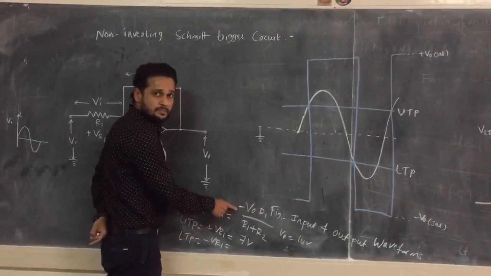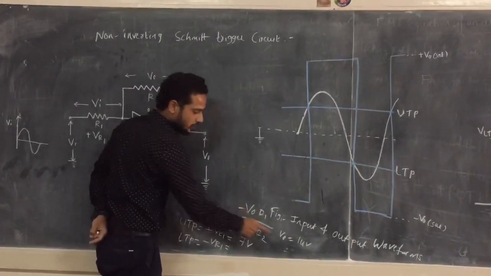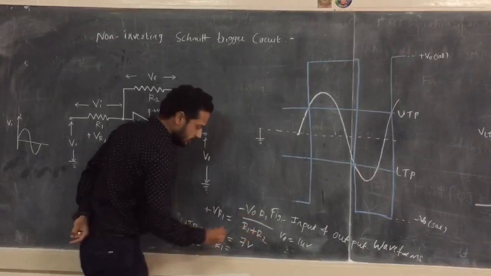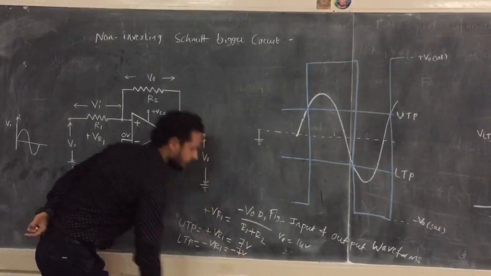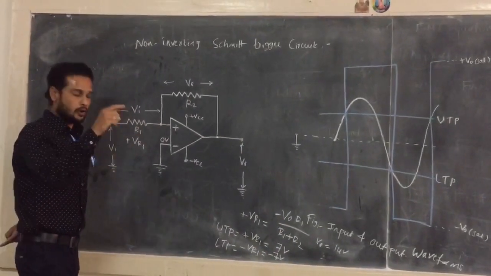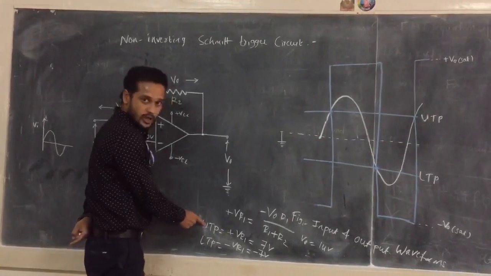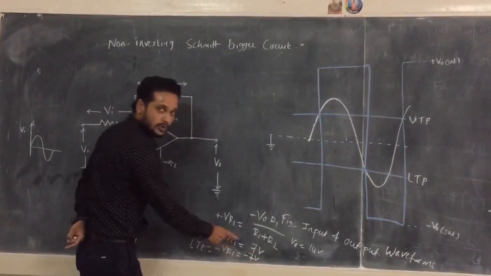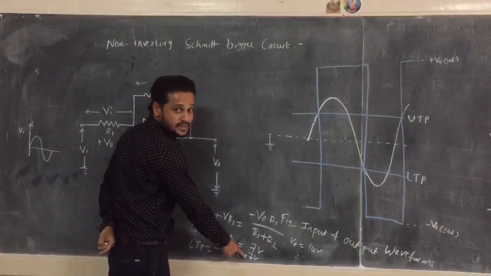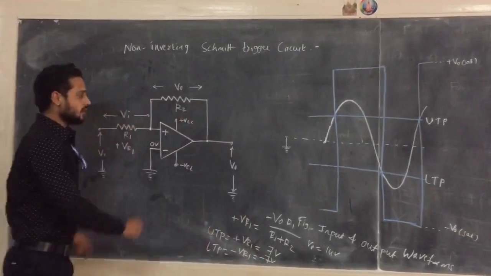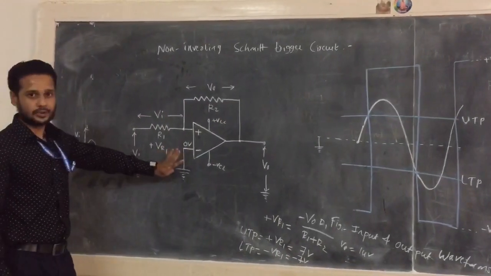Output voltage will be negative. So in that case V0 is 40, and the values of R1 and R2 are equal, so you will get minus 7 ohms. Okay, now for your analysis here, we have considered the upper triggering point as 7 ohm and the lower triggering point as minus 7 ohm. Now let us deal with this particular circuit.